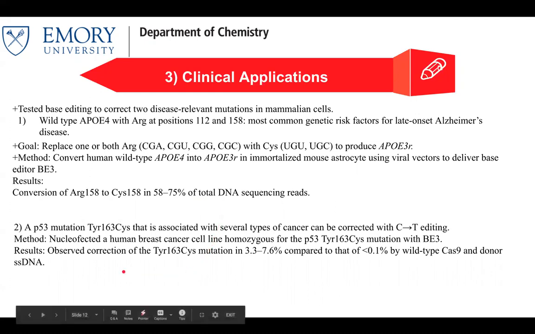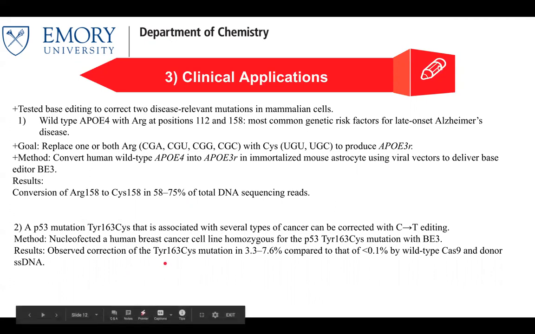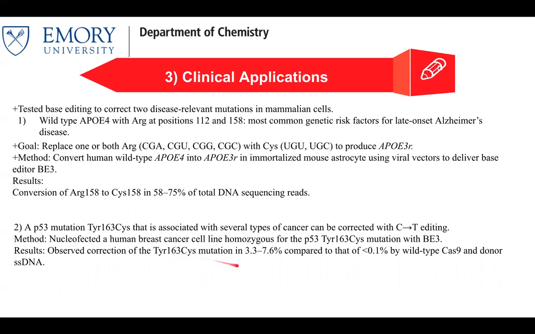And they also did it with a similar mutation that caused cancer. And they were able to observe a correction of tyrosine to cysteine at position 163 with the efficacy of 3.3 to 7.6% compared to only less than 0.1% or not at all efficient when we use the Cas9 and donor DNA method.